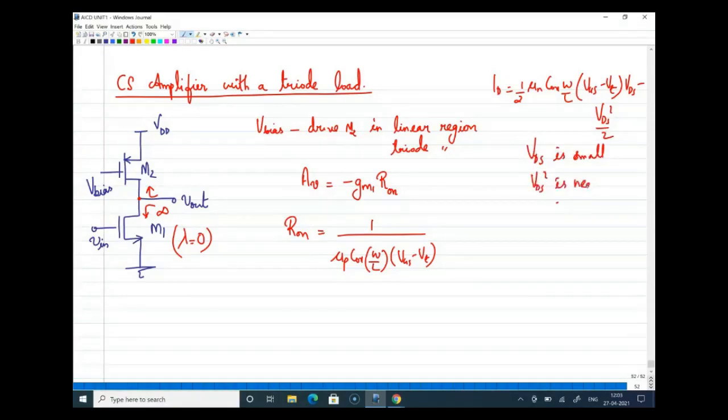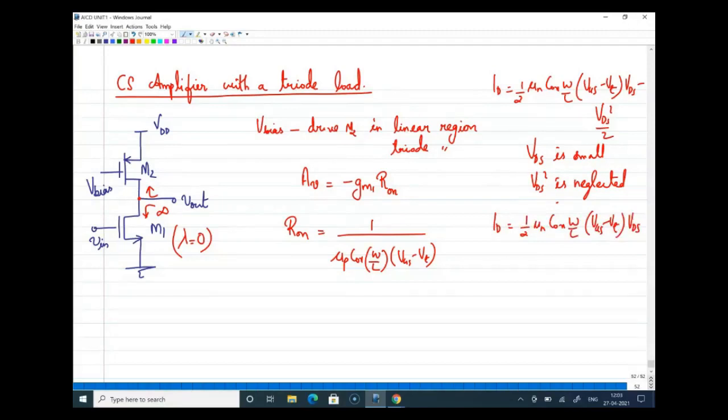Now, again, if you are wondering why I said that VDS is small, since it is in linear region, VDS should be definitely small, right? Your VDS cannot be greater than VGS minus VT. That is for saturation region condition. For linear region condition, your VDS should be smaller than VGS minus VT. And in that case, VDS square can be neglected, and that will lead to the expression where you have ID equals half mu n Cox W by L, VGS minus VT into VDS.